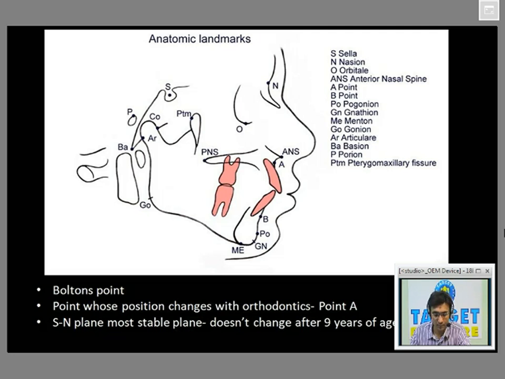Out of these points, gnathion is a constructed point because we have to draw a perpendicular from Pogonion and Menton. The intersection of this forms Gnathion. Some authors also consider the midpoint from Pogonion to Menton as the Gnathion. But both ways, we have to first mark Pogonion and Menton and then we can find out Gnathion.